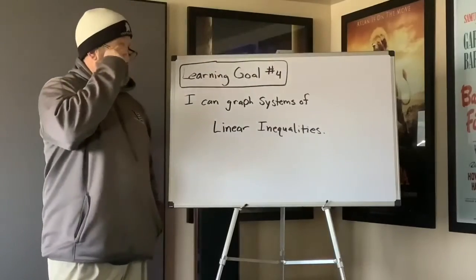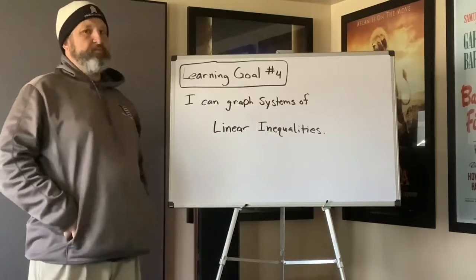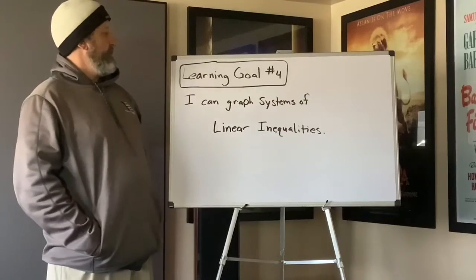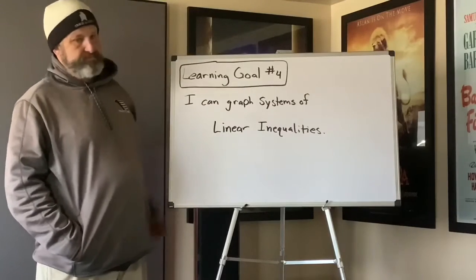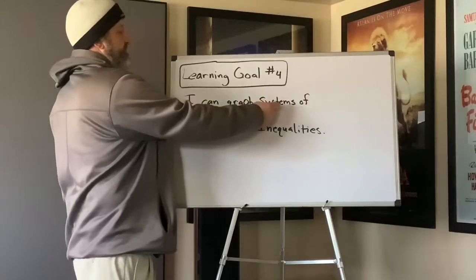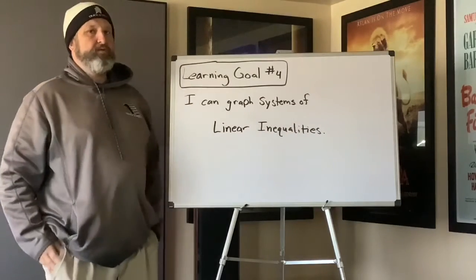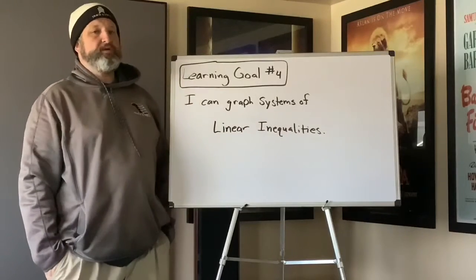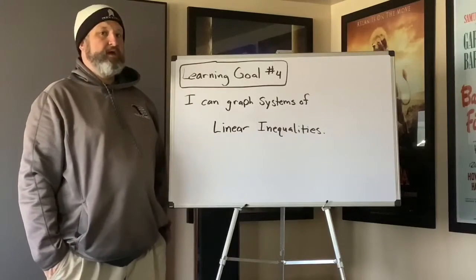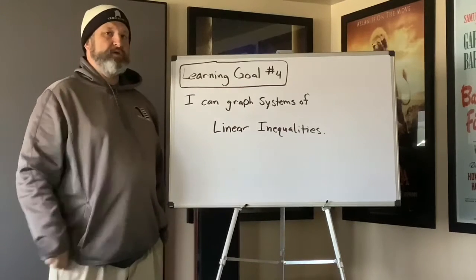All right, so today we're going to do a fourth learning goal that's really directly off of the last learning goal. Okay, learning goal number 4, I can graph systems. Okay, that's a really big idea right there. Systems of linear inequalities. So we've been doing linear inequalities. Okay, so when it says systems of linear inequalities, that means we're going to graph more than one at a time. And then our answers have to be able to satisfy both equations.